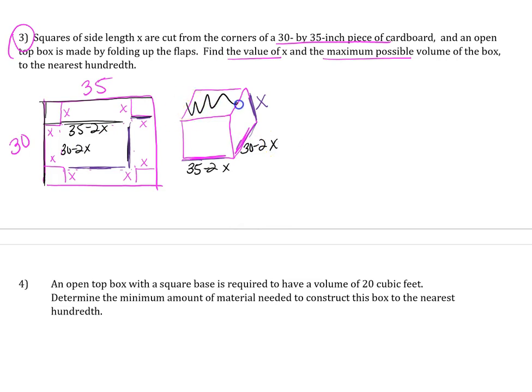So, if we're talking about the volume of the box, the volume of any prism is area of the base times the height. So I'll do x times 30 minus 2x times 35 minus 2x. And this would be a function that would model the volume for any value x that you would cut out of the corners of this box.